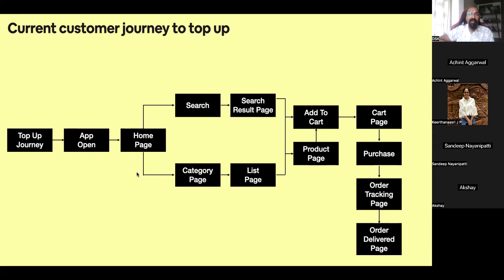Or you plan to make something in the morning and then you realize you don't have it. So for all of these reasons, you decide to open up the app. You go to the homepage, you either search or you go to the category page. You then go from the search page to either the search result page or you go to the list page. From there, you can usually directly add the item to cart, or you decide to go to the product page and then add the item to cart. From there, you move on to the cart page, purchase page, order tracking page, and finally the order delivered status page, right?